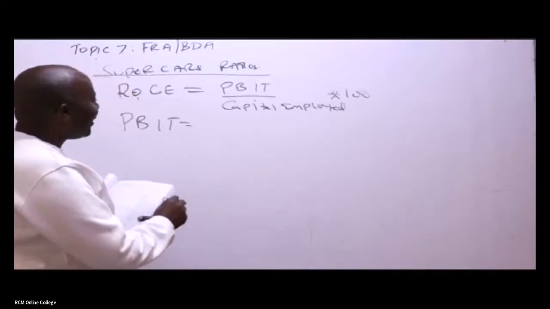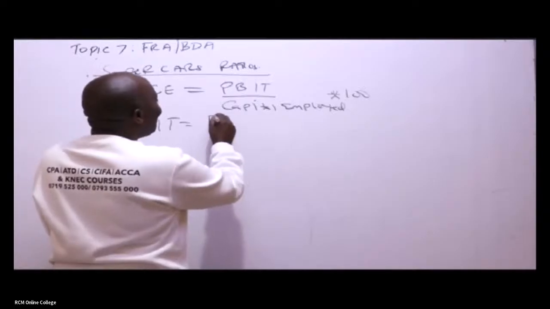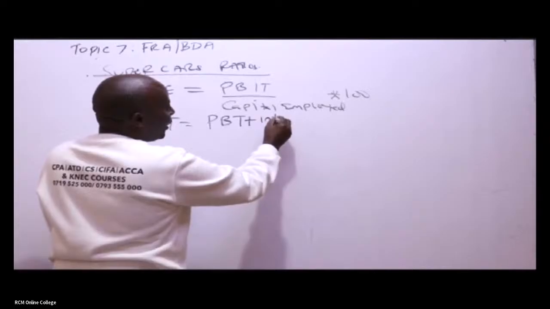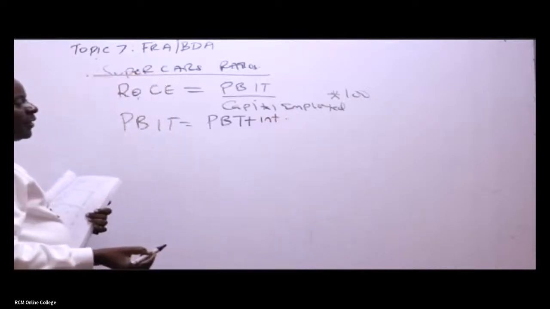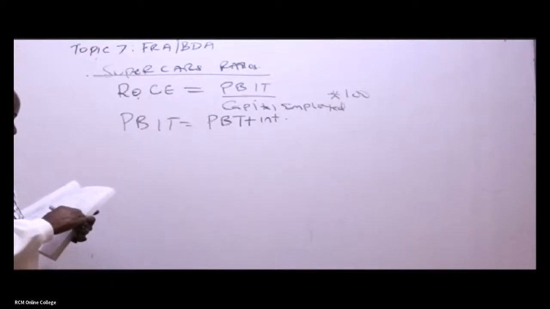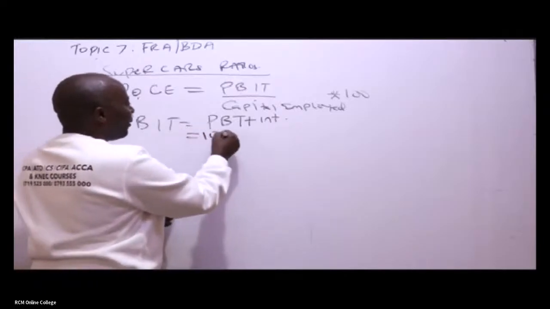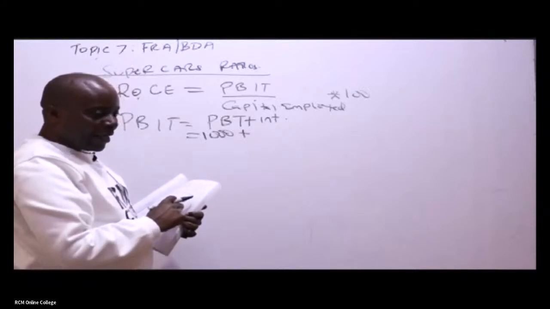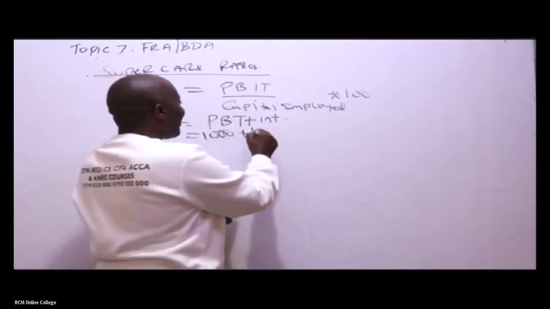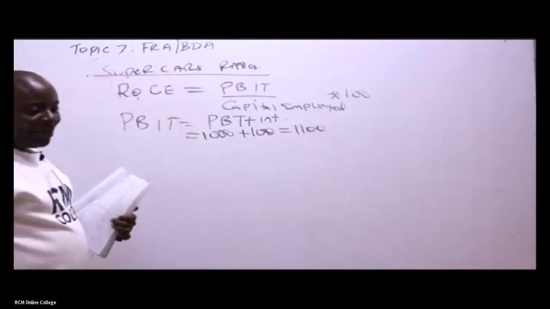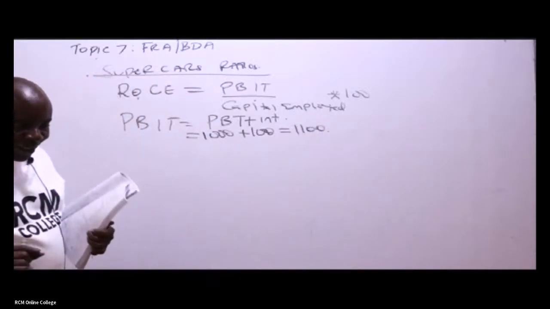Because whatever they have given me is PBT. So when they give me PBT, I must add back interest. What Irene is giving me there, over 1,000, is profit before tax. So it is 1,000 plus interest. Interest is how much? Are you able to see the finance cost? 100. So Irene, I believe you'll never forget this now. I believe now these are sunk permanently.